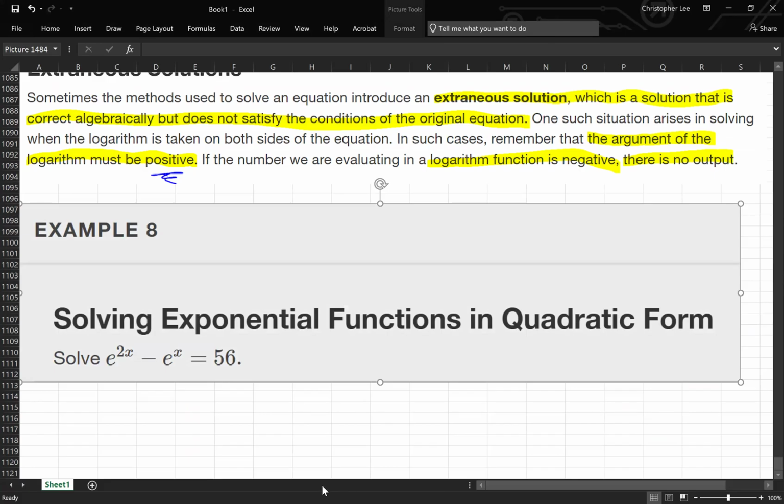So try this. Solving exponential functions in quadratic form, we have e to the 2x minus e to the x is equal to 56.